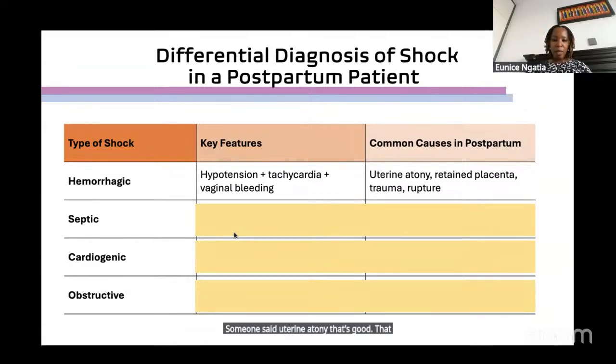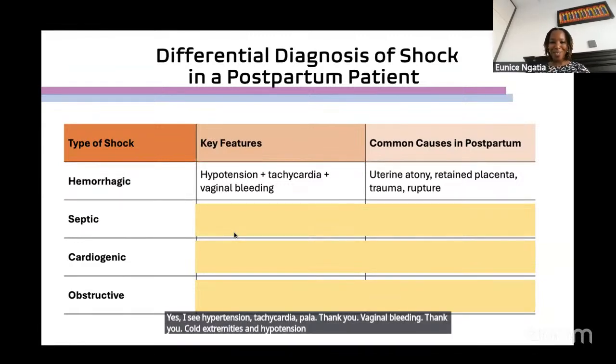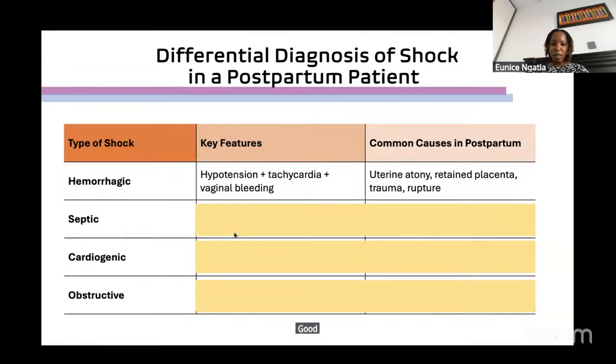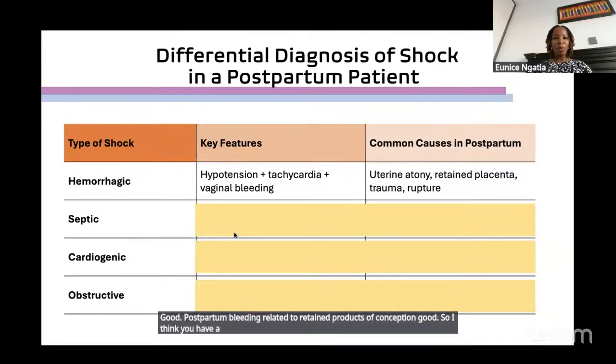Yes, I see hypotension, tachycardia, pallor. Vaginal bleeding. Cold extremities and hypotension. Everyone is very alert. Good. Postpartum bleeding related to retained products of conception. Good. So I think you have a good grasp of the hemorrhagic shock in this patient.